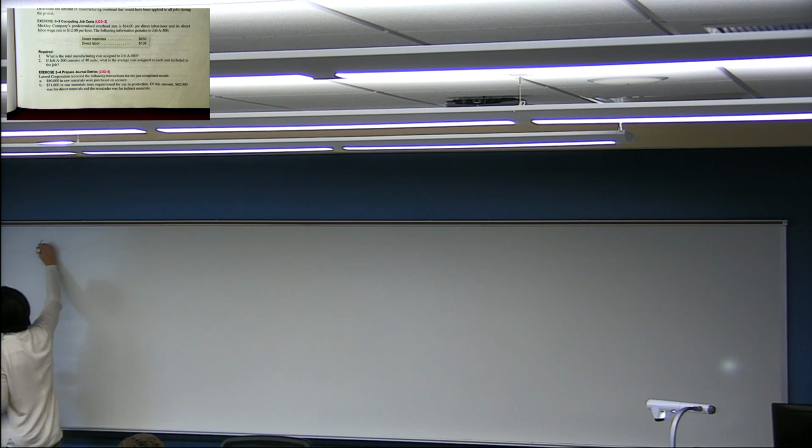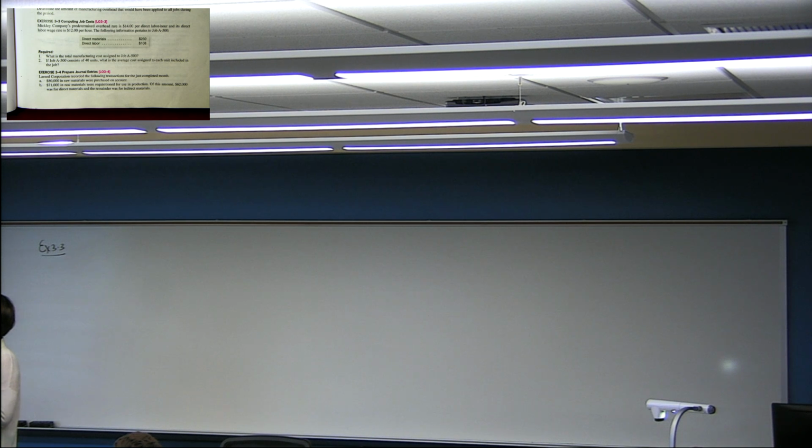So for exercise 3.3, basically what they're asking us to do is, it says Mickley's company's predetermined overhead rate. They went ahead and calculated that for us already, right? It's $14 per direct labor hour, and its direct labor wage is $12 an hour. The following information pertains to job A500. They give us the amount of direct materials, the amount of direct labor, and then they ask what's the total manufacturing cost assigned to job A500. So let's just start there.